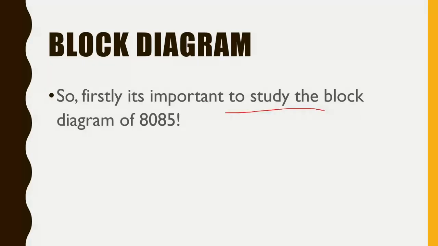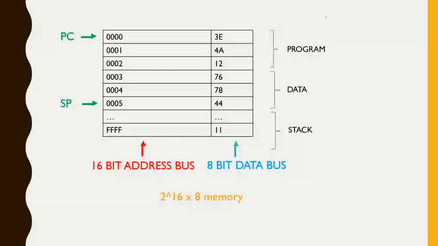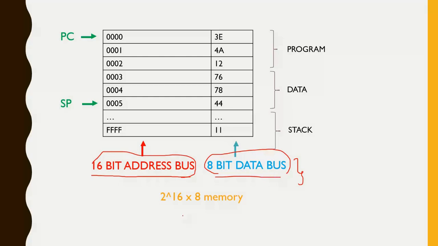So it is really important to study the block diagram, right? Before coming to this diagram, let me discuss some really basic things. So this is a memory. In 8085 it is a 16-bit address bus and 8-bit data bus. This thing you have to remember: the data bus is of 8 bits and the address bus is of 16 bits. This means the memory is 2 raised to power 16 into 8. So the memory has 2 raised to power 16 rows in which we can store data of 8 bits, right?